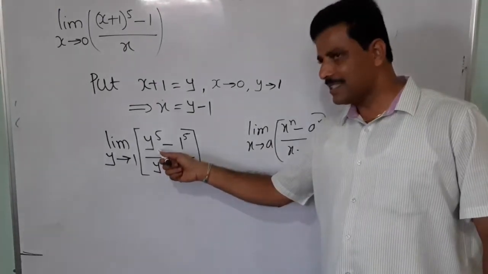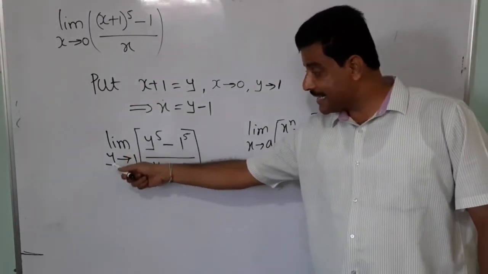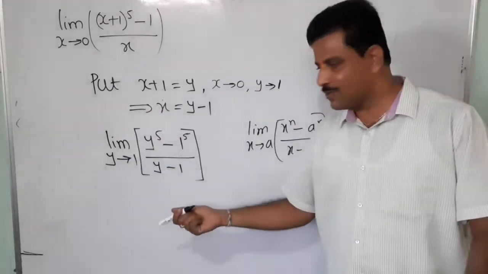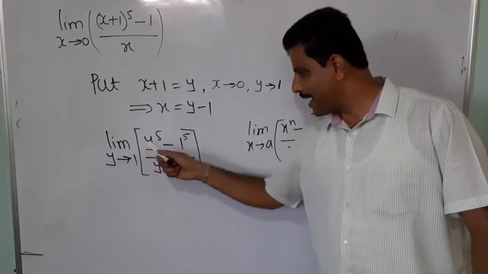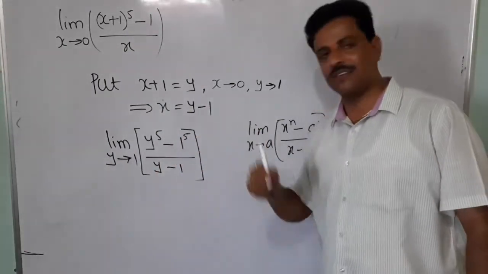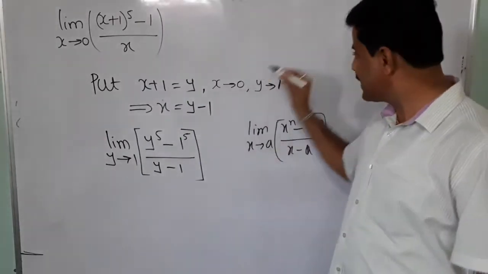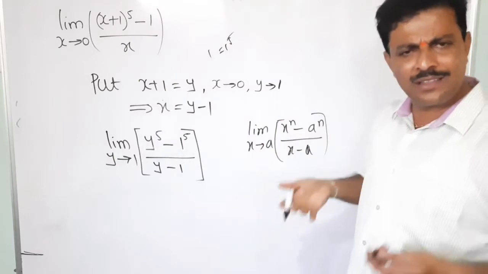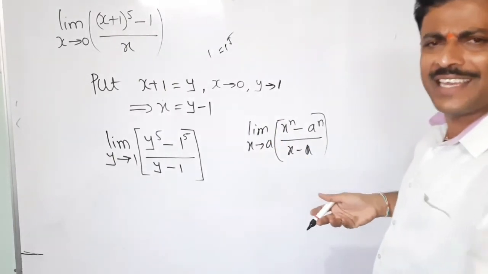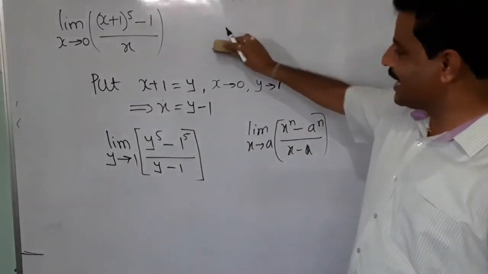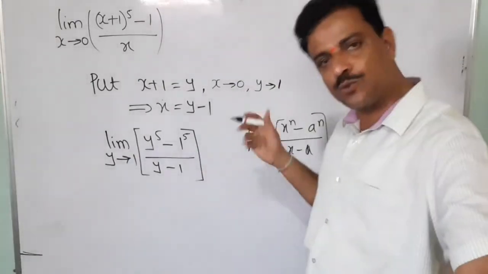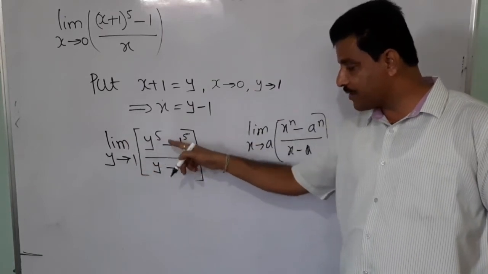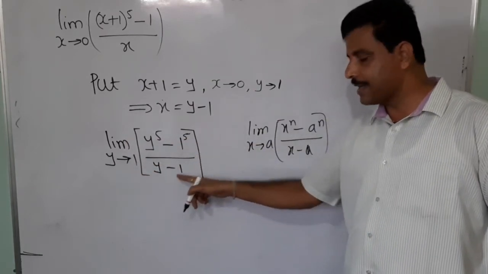So this is in the form of a limit x tends to a. In the place of a is what? 1. In the place of n is what? 5. 1 can be written as 1 to the power of 5, multiplied five times to get 1 only. So 1 to the power of 5 can be written as 1. Then this is in the form of limit x tends to a, x to the power of n minus a to the power of n divided by x minus a.